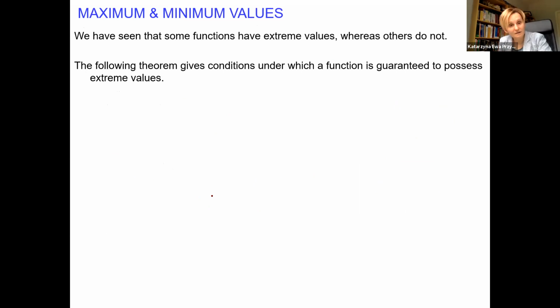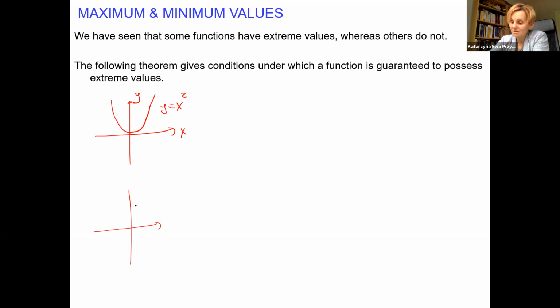Important is to identify the highest and the lowest point, which we call, of course, extreme values, absolute extreme values. But sometimes a function doesn't have them. For example, when we take x squared, does this function have the highest point? Of course not. Not to mention x cubed, which doesn't even have a lowest point.